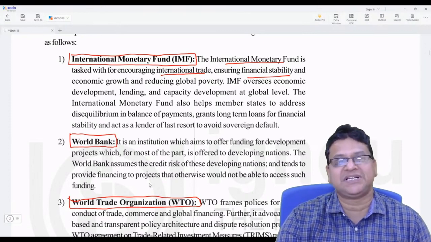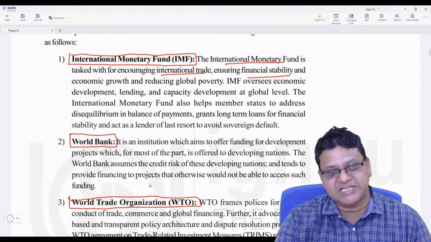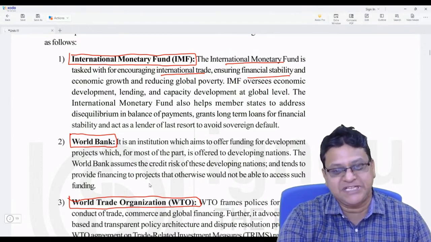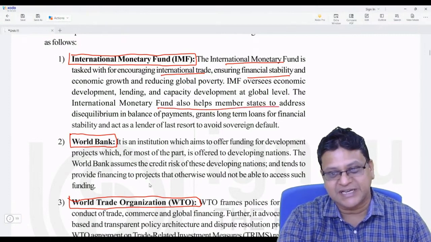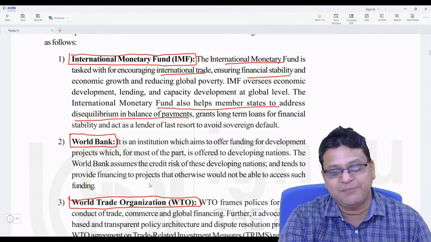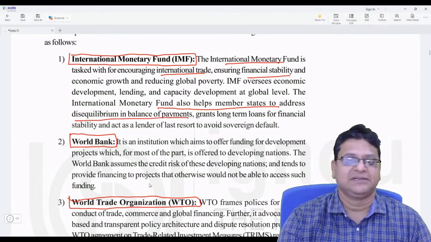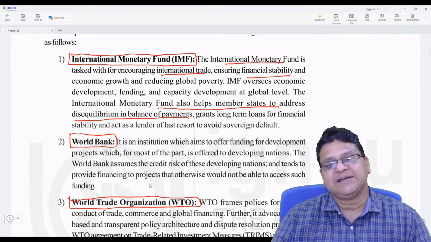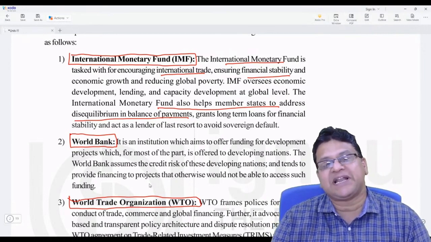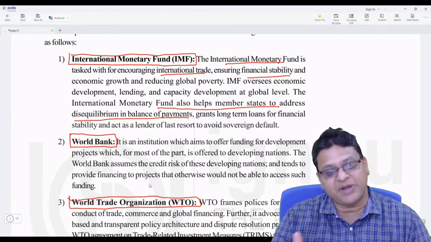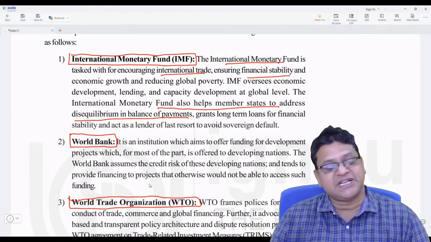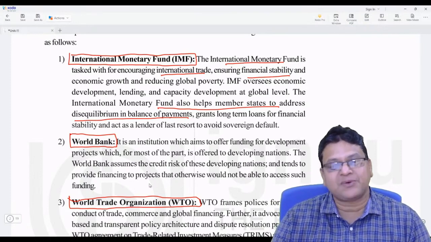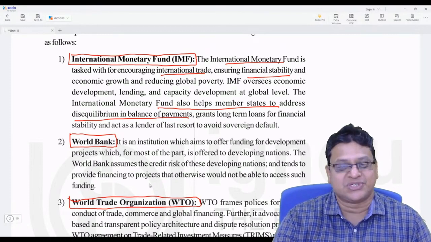There are many members in this fund. Many countries have taken membership of IMF, and IMF helps these member countries or member states to address their disequilibrium of balance of payment. That means if a member country faces a BOP crisis, a balance of payment crisis, it does not have sufficient forex reserve to do international business. In that case, IMF will help that member country by granting loans.